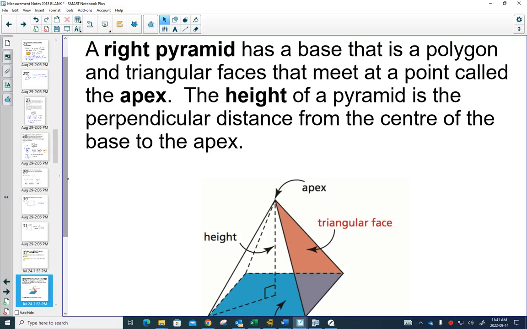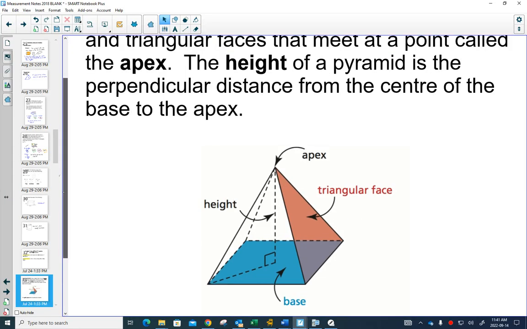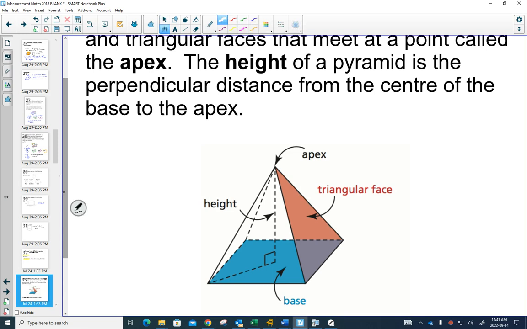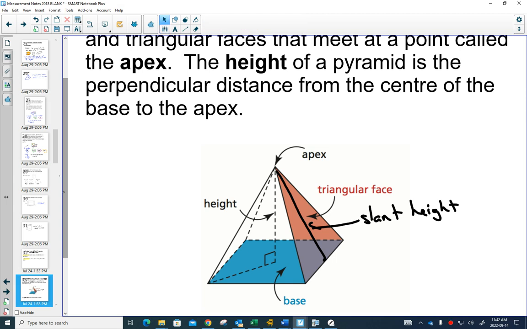Some definitions here. We have the height of your pyramid goes from the bottom all the way up to the top. We have the top called an apex, and sometimes we are going to talk about a slant height of a pyramid as well. The slant height of the pyramid is the height of the triangle. Yes?